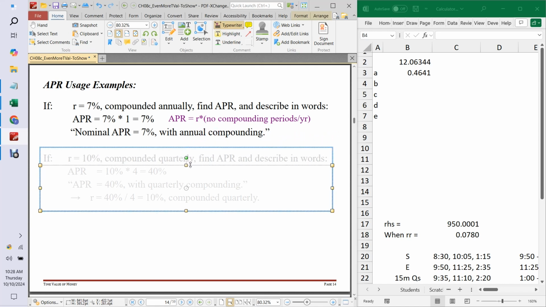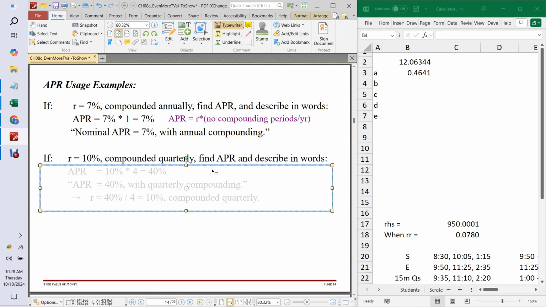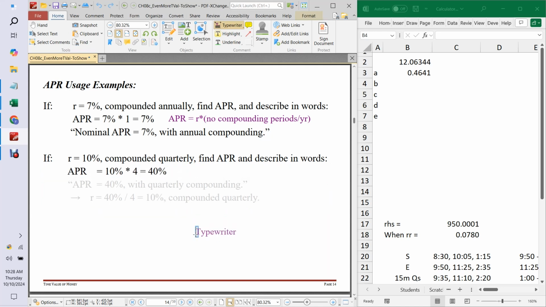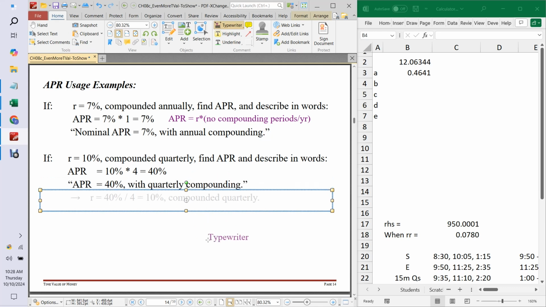All right, let's do another one. So we've got a problem where the native R is 10% compounded quarterly. What's the APR? How do we describe it? So we're going to plug into our equation to get our APR, so 10% times 4, or 40%. And the way we describe this is our APR is 40% with quarterly compounding.